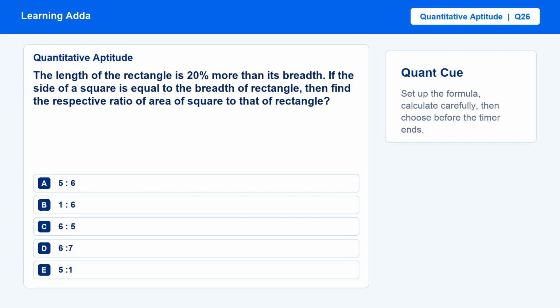Question 26. The length of a rectangle is 20% more than its breadth. If the side of a square is equal to the breadth of the rectangle, then find the respective ratio of area of square to that of rectangle. Option A, 5:6. Option B, 1:6. Option C, 6:5. Option D, 6:7. Option E, 5:1. The timer starts now.